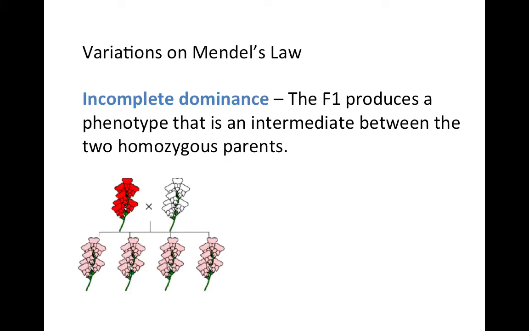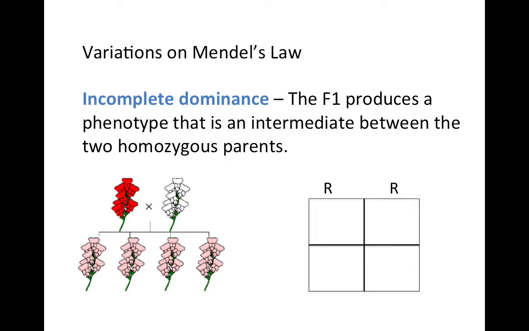This happens a lot in flowers, so I'm going to use flowers as my example. The flowers I'm showing you are called snapdragons. If you were to cross a homozygous red with a homozygous white flower, the result is all pink flowers.